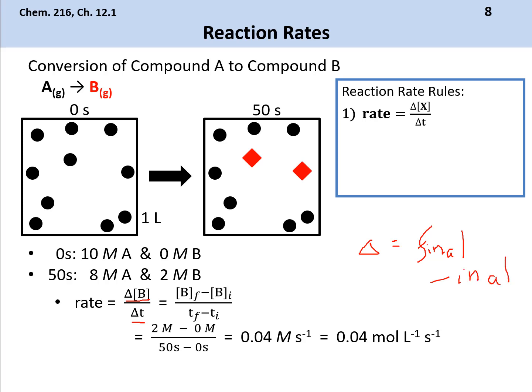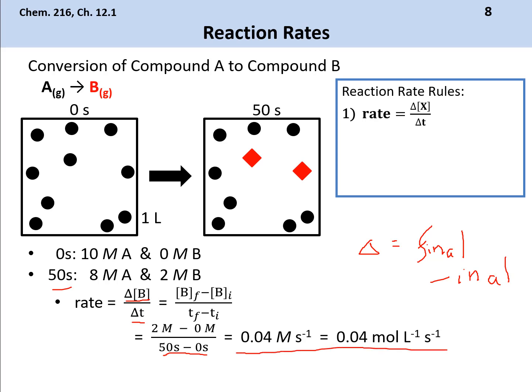My final concentration of B is 2 molar, but I start off with 0 molar. So that's 2 molar minus 0. And my final time is 50 seconds. I start off at 0 seconds. So that's 2 molar divided by 50 seconds, or 0.04 molar per second, or 0.04 moles per liter per second. These things both mean the same.